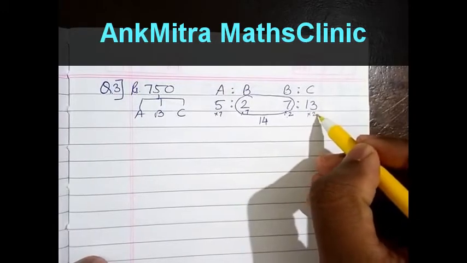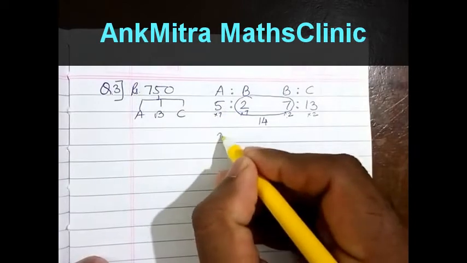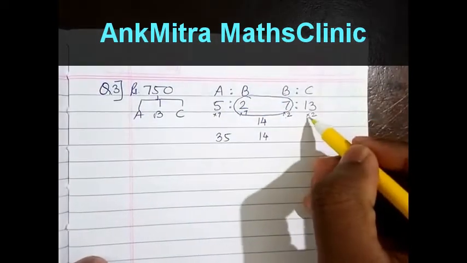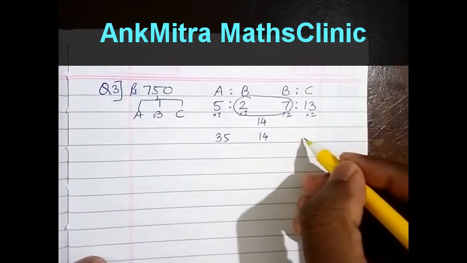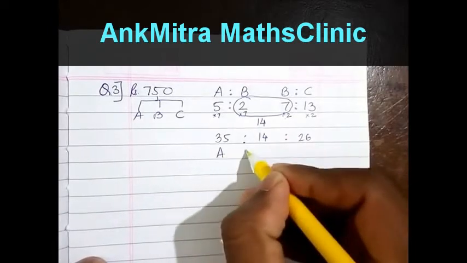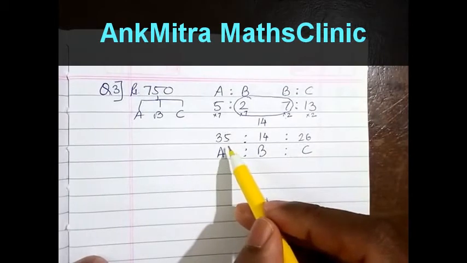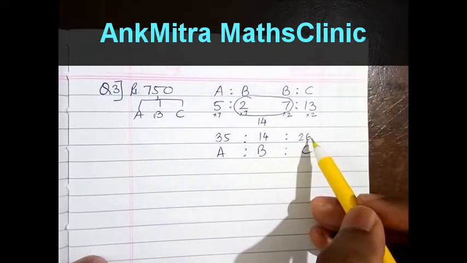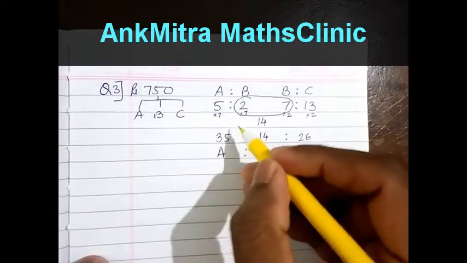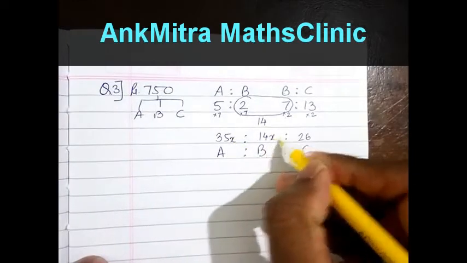So the values for A will become 7 5s are 35. The value for B as usual is 14, and the value for C will be 13 2s are 26. So A is to B is to C is in the ratio of 35 is to 14 is to 26. So how do we distribute it? Putting a common multiplier x to each of these values.